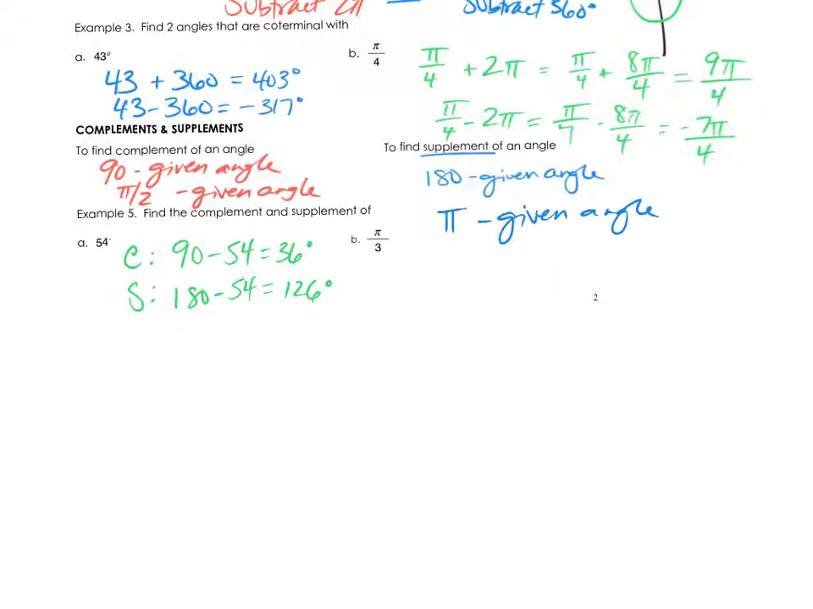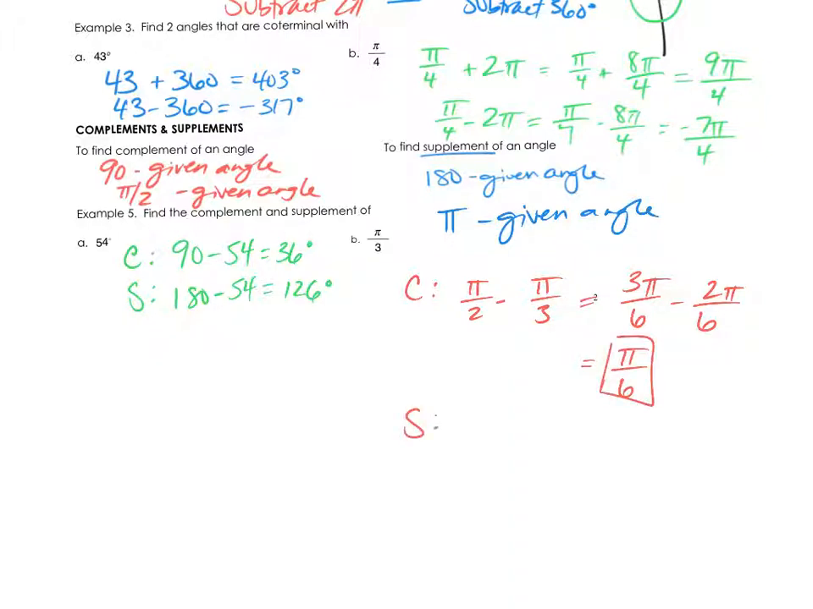For B, we are in radians, so to find our complement, we're going to use pi over 2 minus our given angle. Now, in order to do these, we need to have common denominators, so we're going to have to do a little bit of manipulation here. So I want my common denominator to be 6, so this one's going to be 3 pi over 6, and this one is going to be 2 pi over 6. So 3 minus 2 is 1, so that equals just a single pi over 6.